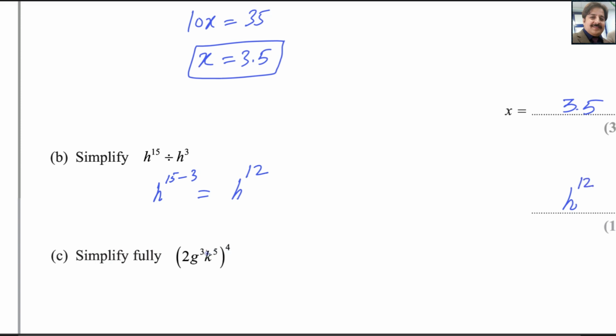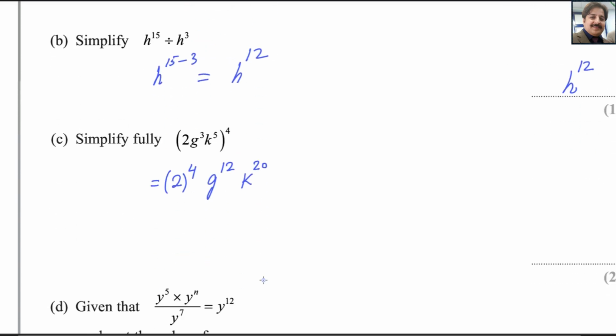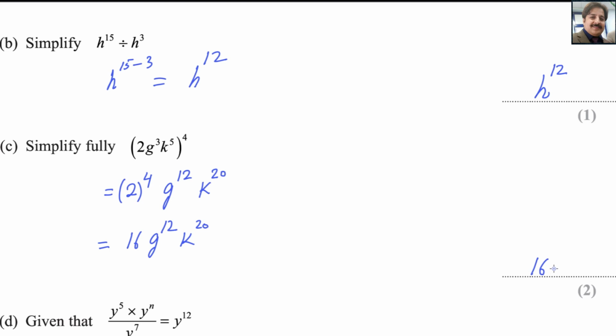Now this power multiply with the power. Power to power is always multiplied, and this power becomes the power of 2 as well. So 2 power 4, and power to power always multiplied. So 3 multiplied 4 is 12. Power to power is multiplied, so 5 multiplied 4 is 20. We can write here 20. And this will be 2 power 4 is 16, g power 12, and k 20. So you can write this answer here: 16 g power 12 k power 20.